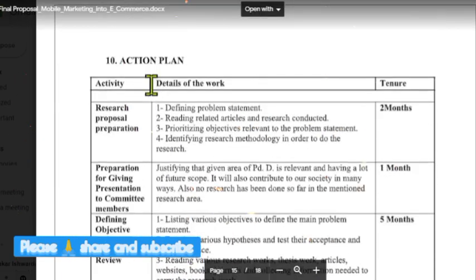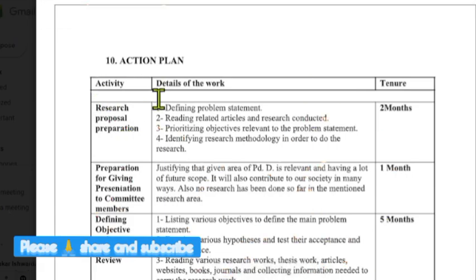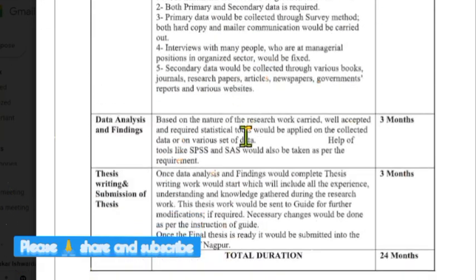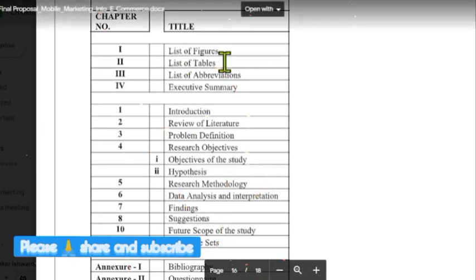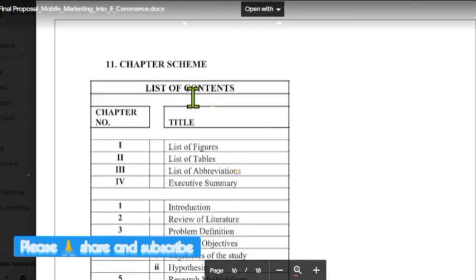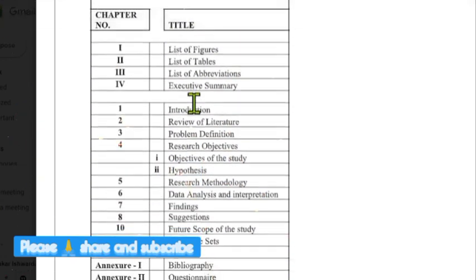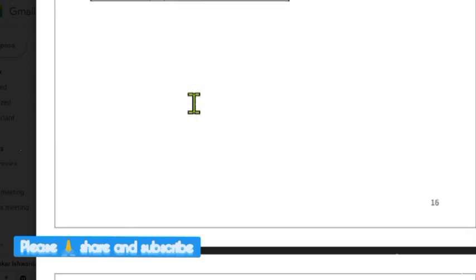So this is how you are supposed to put down your activities, the details of the work you're going to take, and the tenure, how you're going to do it. And chapter scheme. Again, you have to visualize and find out how your chapters will look when you submit the final synopsis.